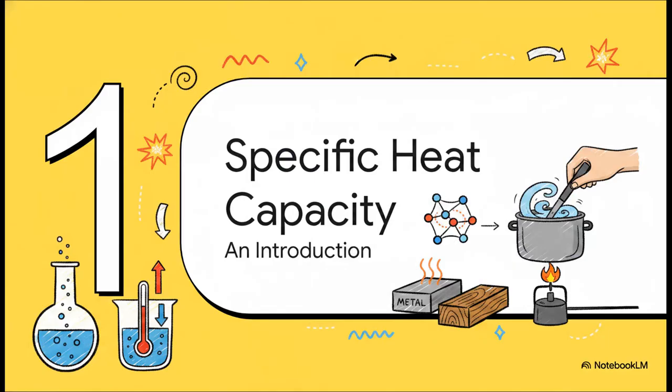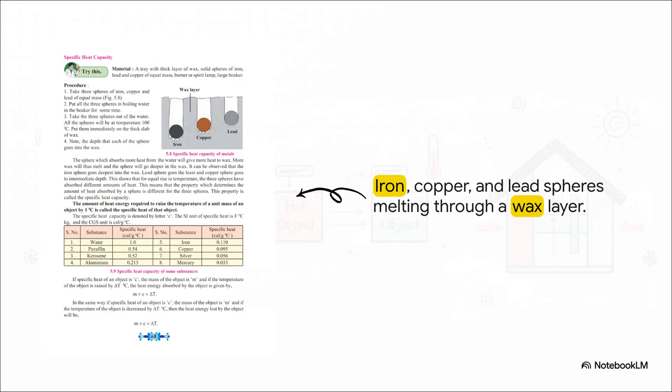Section 1. Specific heat capacity. Imagine we take three solid spheres. We have one iron, one copper, and one lead. Now they all have the exact same mass. We place them in boiling water until they all reach a uniform temperature of 100 degrees Celsius, and then we immediately move them onto a thick slab of solid wax.